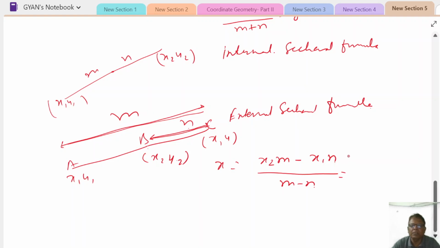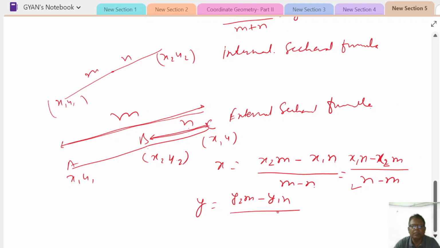This you can write in this way also: x1 n minus x2 m divided by n minus m. That way also you can write. Similarly, y is y2 m minus y1 n divided by m minus n, or you can write y1 n minus y2 m divided by n minus m. Both formulas will work.